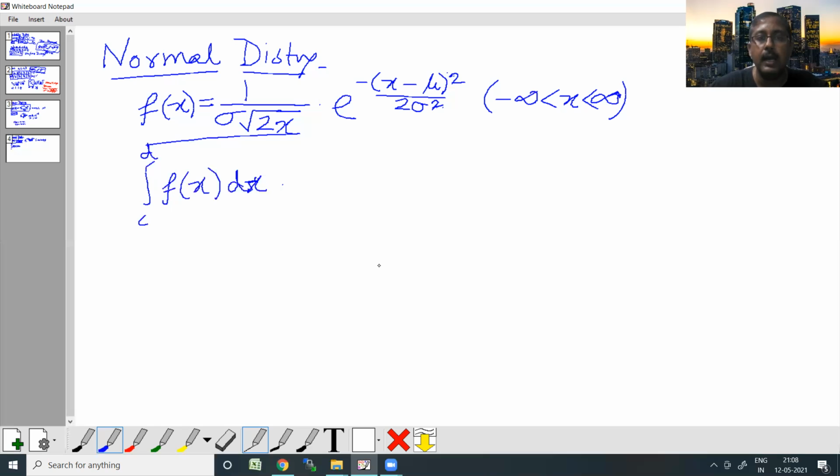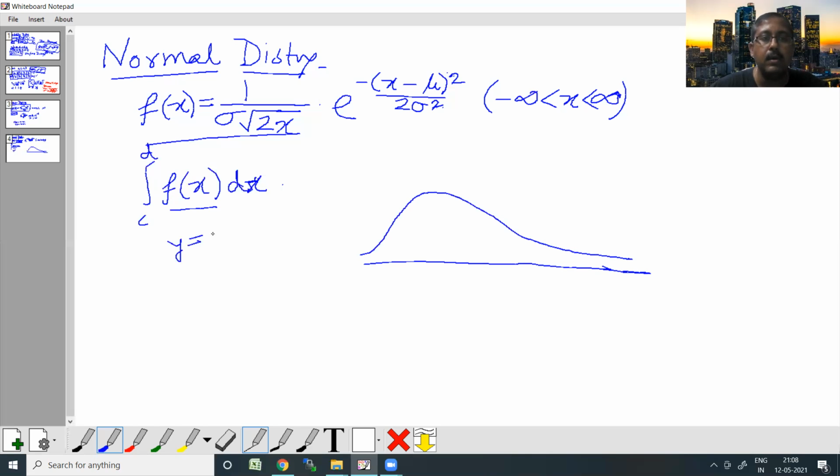If I represent this f(x) as a curve, it's going to look like a curve like this. Again, the shape is completely going to depend on f(x). If I assume that y equals f(x) is the curve and express that geometrically, this is how it's going to look. If I look at the interval, say c to d, this is c, this is d, and the area under the curve is given by the integration. Whatever area is under this curve, that is the value of the probability P.